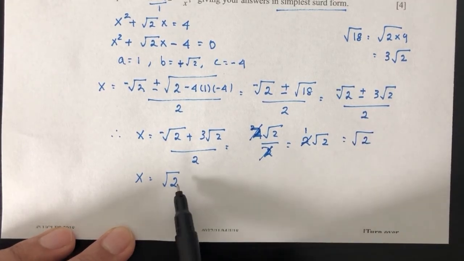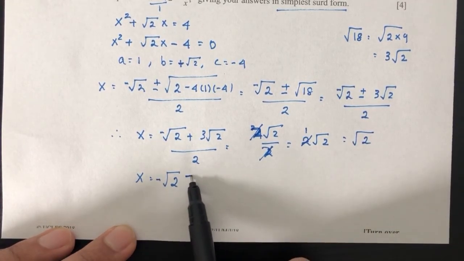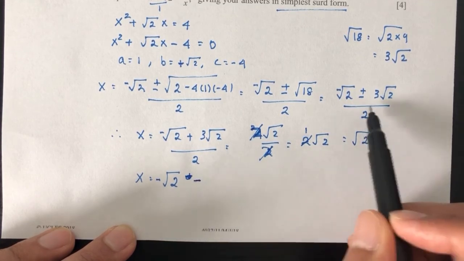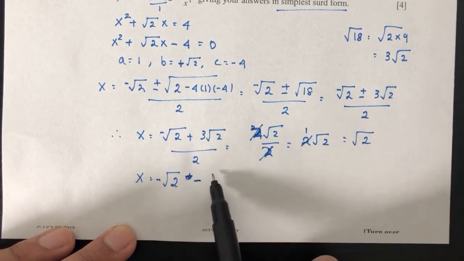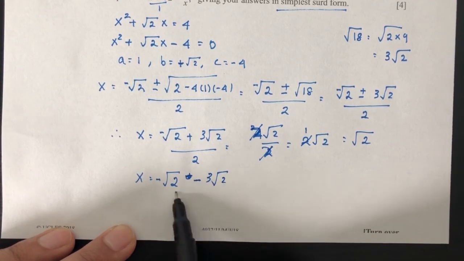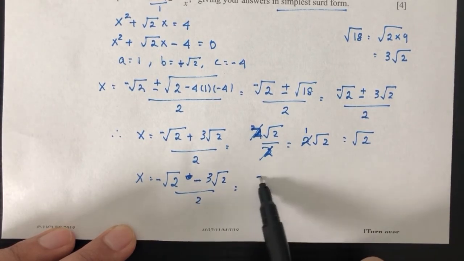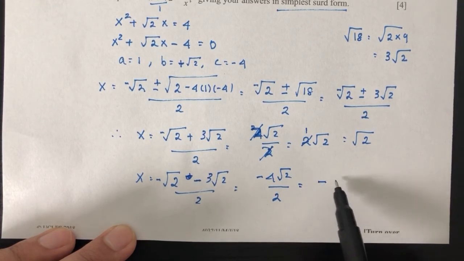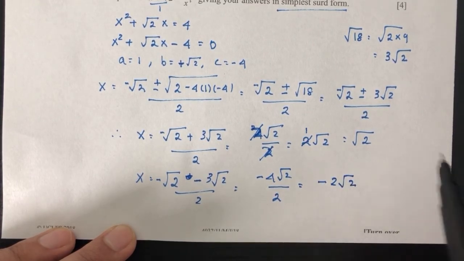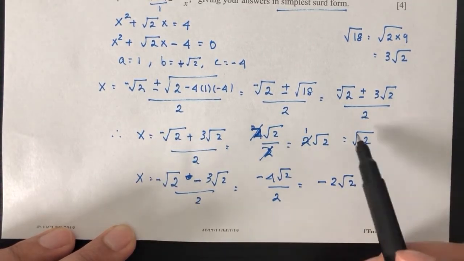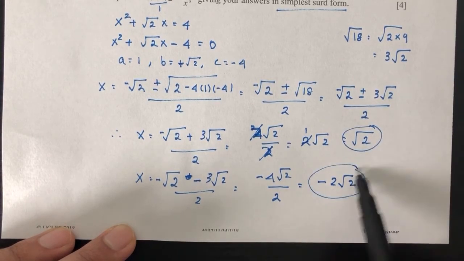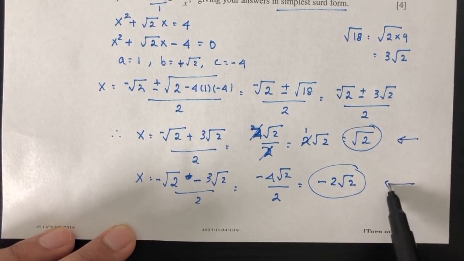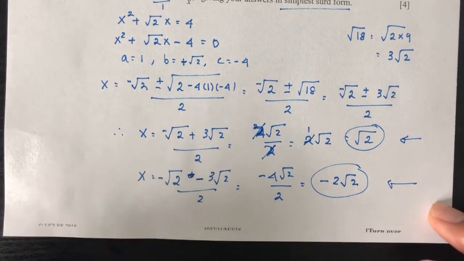Now here, we have minus, so we have to use minus here because we used plus here already. That should be this, over 2. That gives me minus 4 root 2 over 2. That should be minus 2 root 2. So x has two answers. That will be this one or this one. So this will be question number 10.